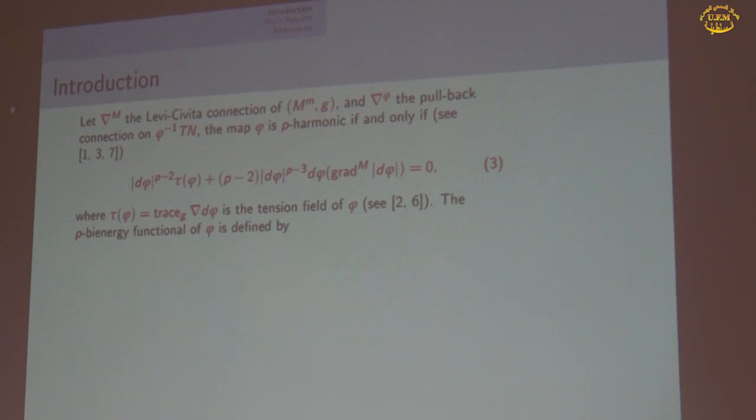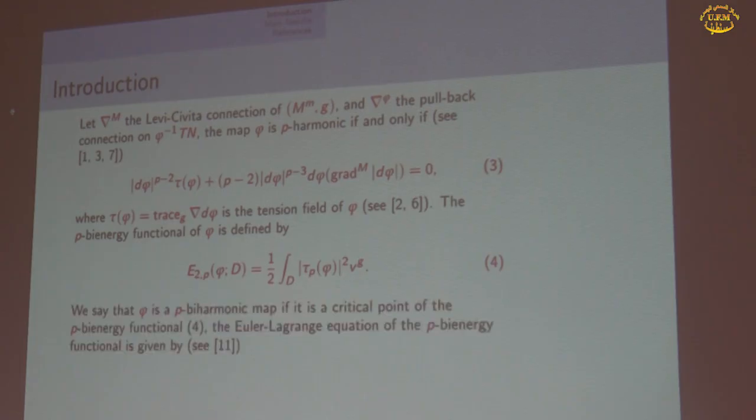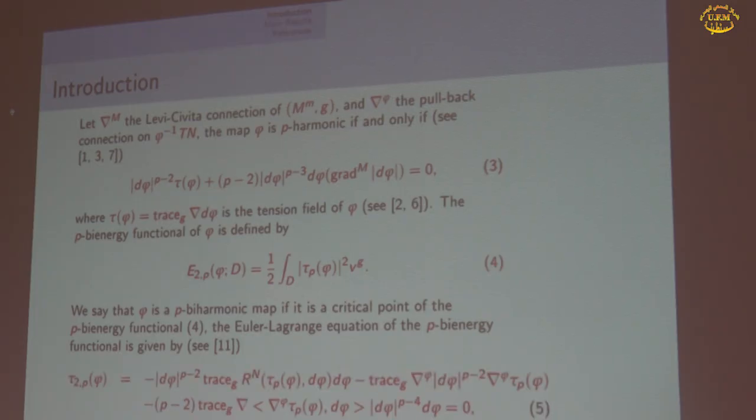The P-bienergy function of φ is defined by the fourth equation. We say that φ is a P-biharmonic map if it is a critical point of the P-bienergy functional. The Euler-Lagrange equation of the P-bienergy functional is given by this equation.